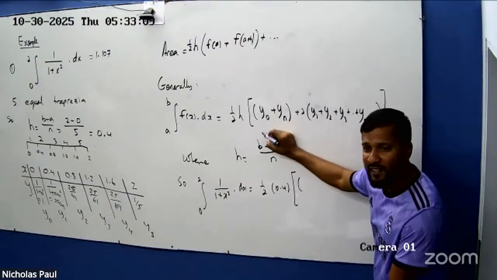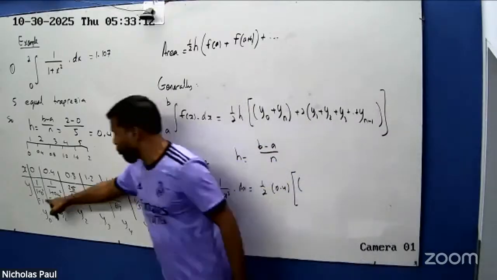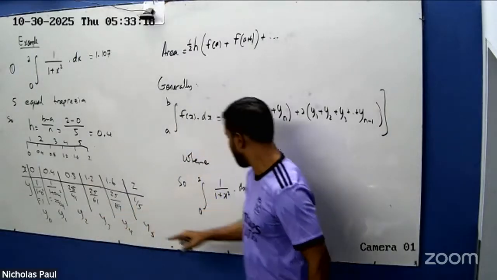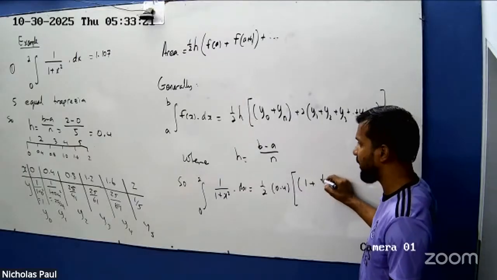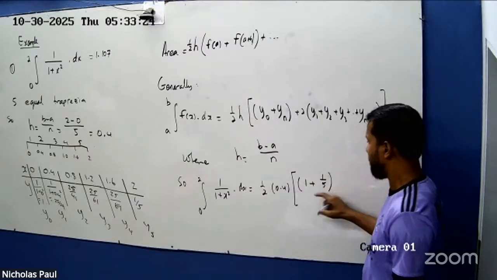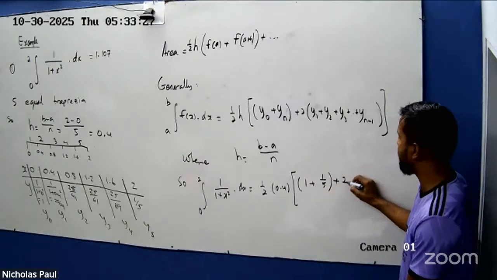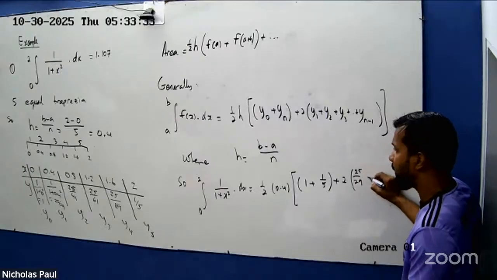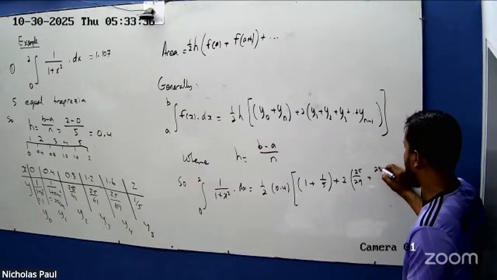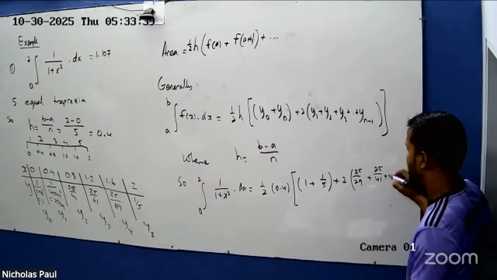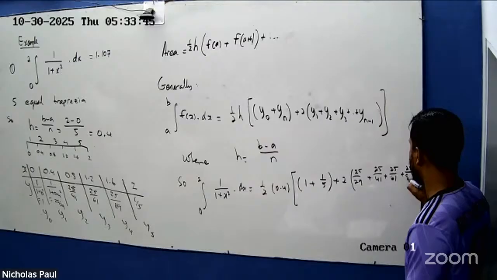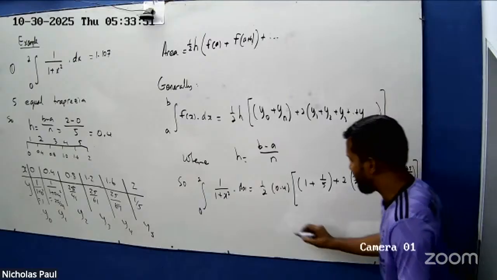Which one is y0? y0 is the first value, right? And yn is the last value. All right? So that will be 1 plus 1/5. That's the first and last value. Plus 2 times all the other values. So that's 2 times 25 on 29, plus 25 on 41, plus 25 on 61, plus 25 on 89. Tell me what you got.